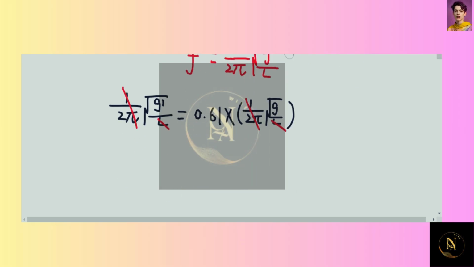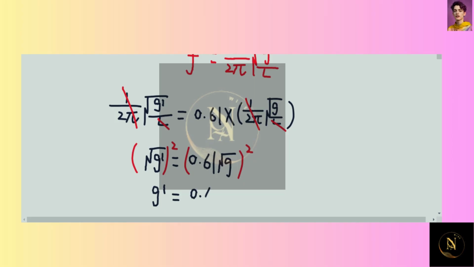So therefore, we have the square root of g' is equal to 0.61 times the square root of g. Then we can square both sides. Therefore, we have g' is equal to 0.61 squared times g, which is equal to 0.61 squared times 9.8 meters per second squared, because the acceleration of gravity on Earth is 9.8 meters per second squared.